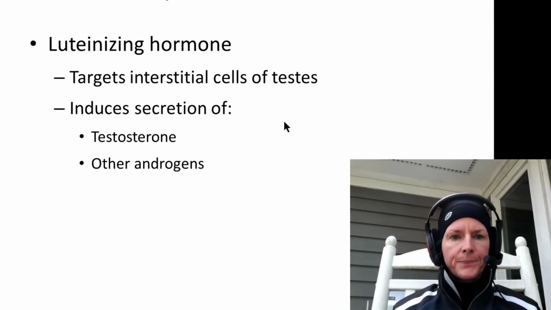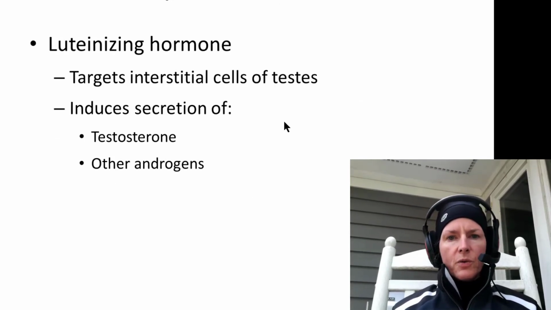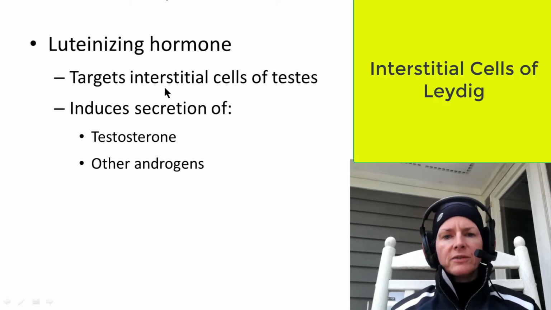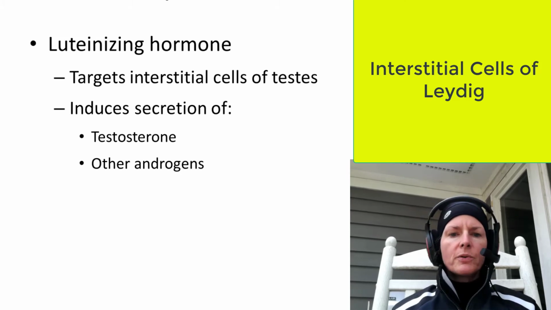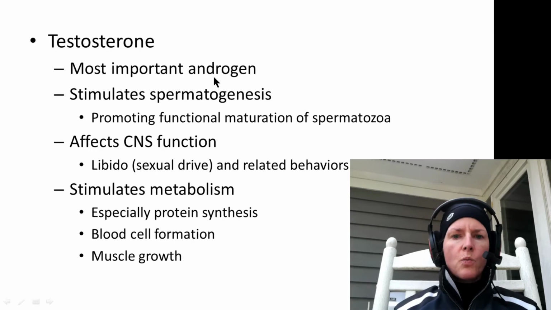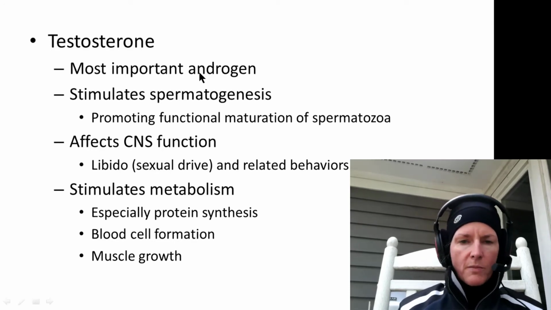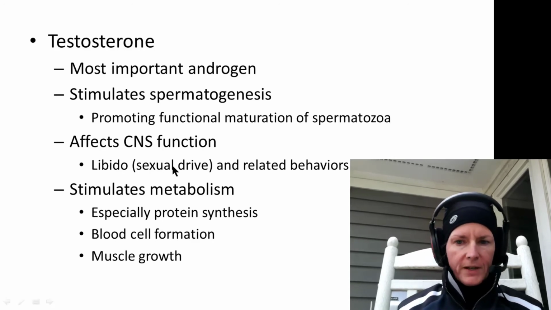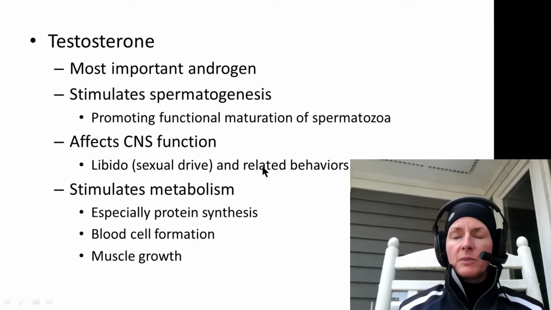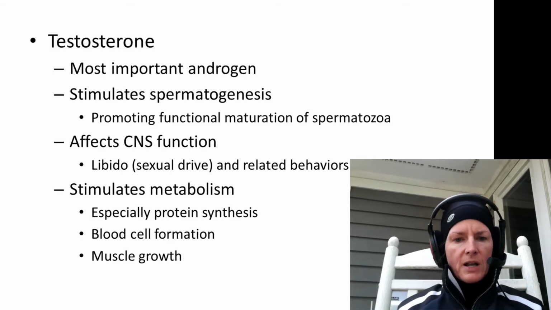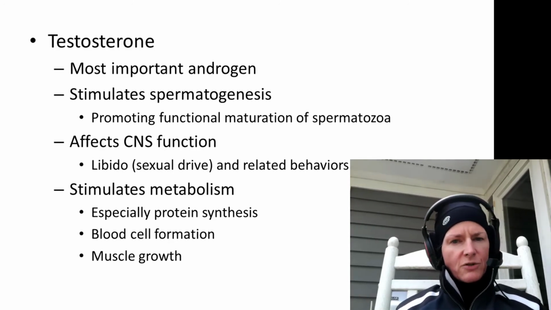will increase again. Luteinizing hormone is going to target the interstitial cells of Leydig of the testis, and these will produce testosterone and other androgens. Testosterone is one of the hormones that stimulates spermatogenesis. It's also going to affect libido and sexual behaviors. It stimulates metabolism, protein synthesis, red blood cell formation. It stimulates erythropoietin formation, which is one thing that estrogen doesn't.